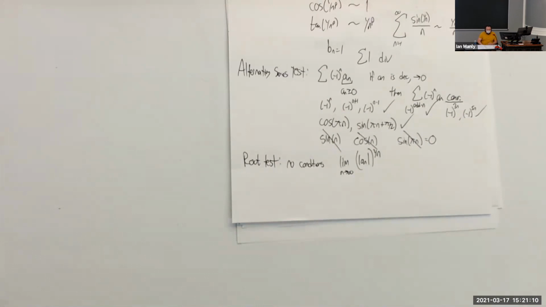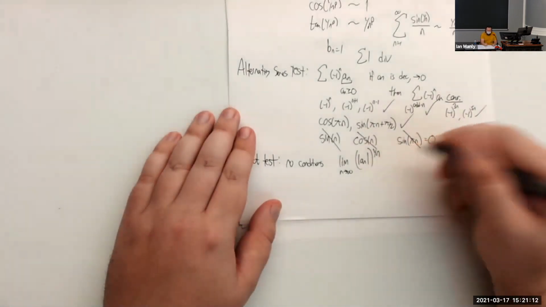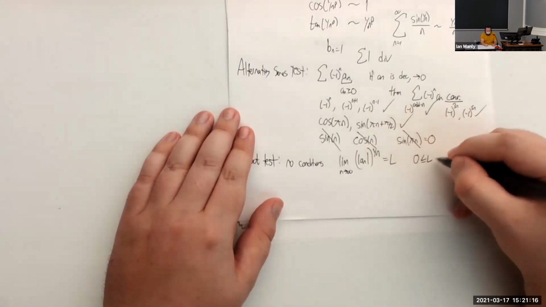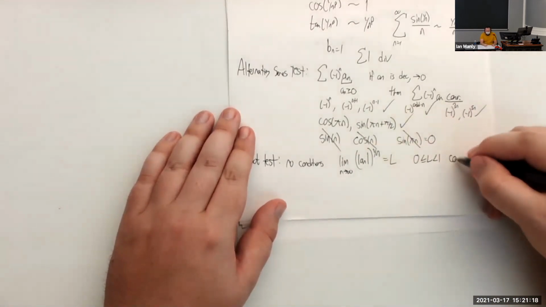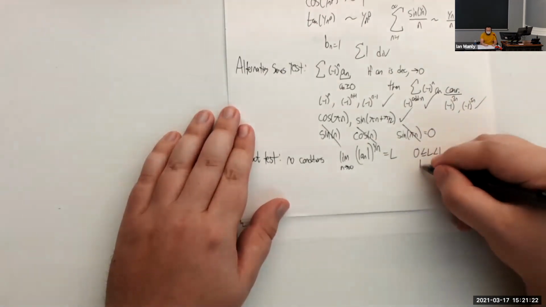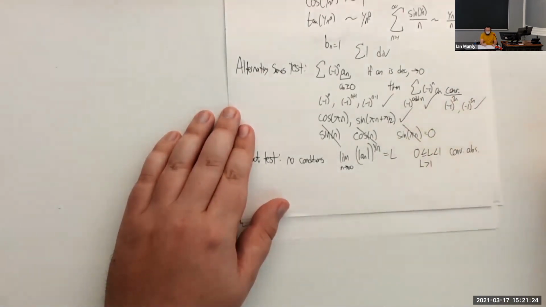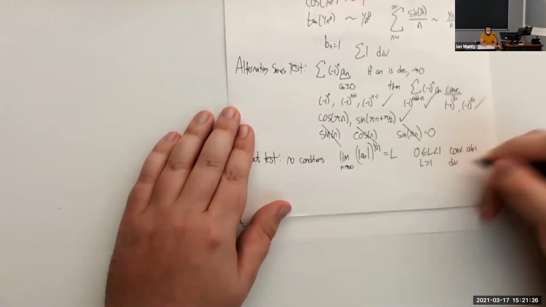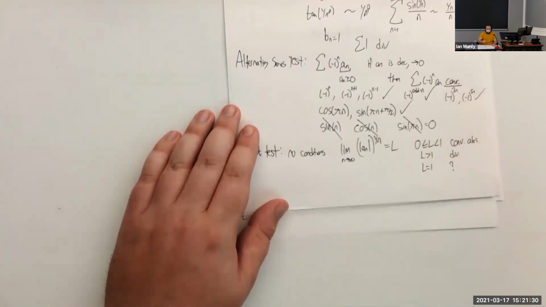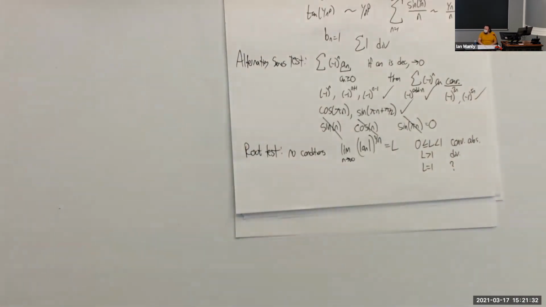And depending on what this limit is, there are 3 options. So this is L. If L is between 0 and 1, we converge. And we converge absolutely if that's a distinction we care about. If L is greater than 1, we're going to diverge. And if L equals 1, then the root test is inconclusive and we need to use a different test instead.